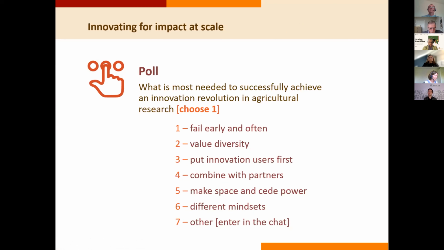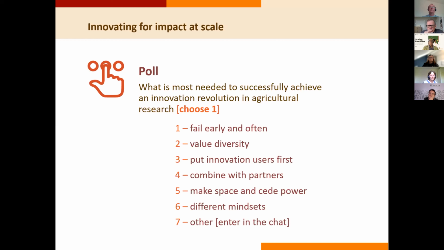So we're going to do a poll now. And I'm hoping that our colleagues from the IT at the SIP have set up the poll for us. So we've been talking about quite a lot of different things here. And you have one option. We would like you to think about what is most needed to successfully achieve an innovation revolution in agricultural research.